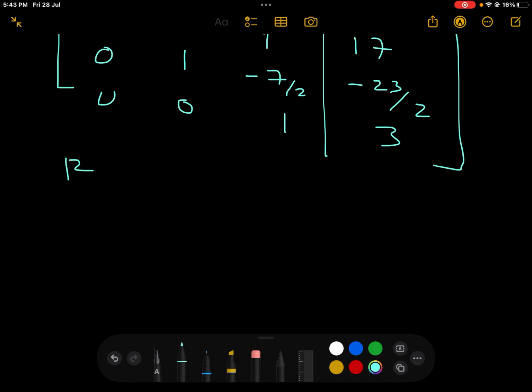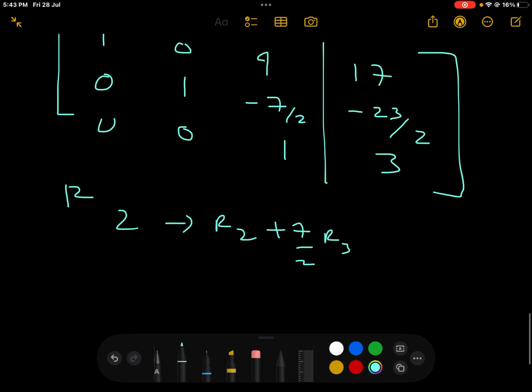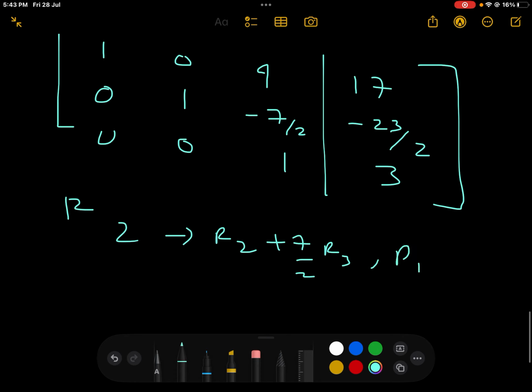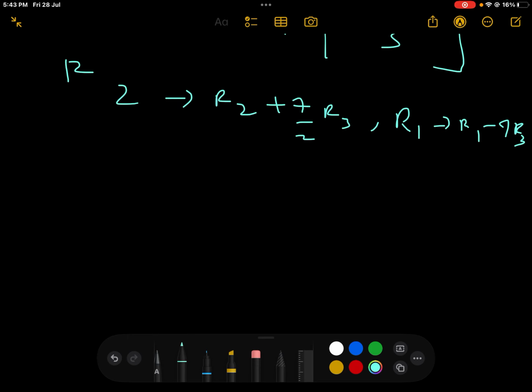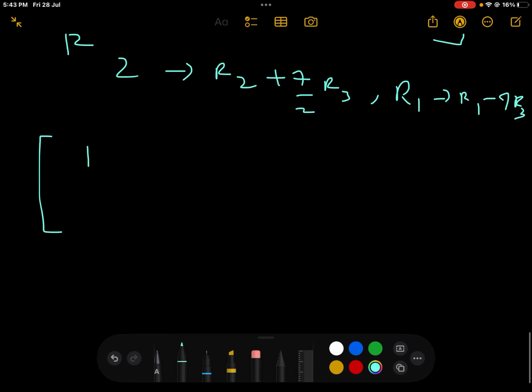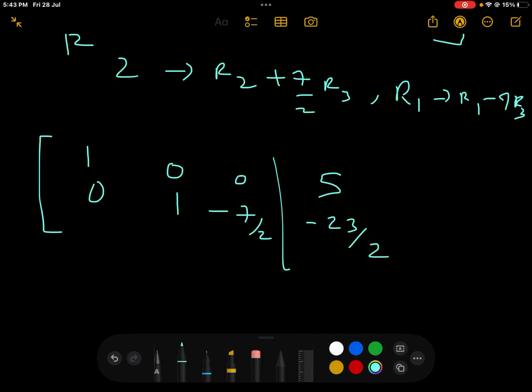So our next operation will be R2 equals R2 plus 7 by 2 times R3, and R1 equals R1 minus 4 times R3. Fine. So when we do this, we'll get 1, 0, 0, 5, 0, 1, minus 7 by 2, minus 23 by 2, and 0, 0, 1, 3.